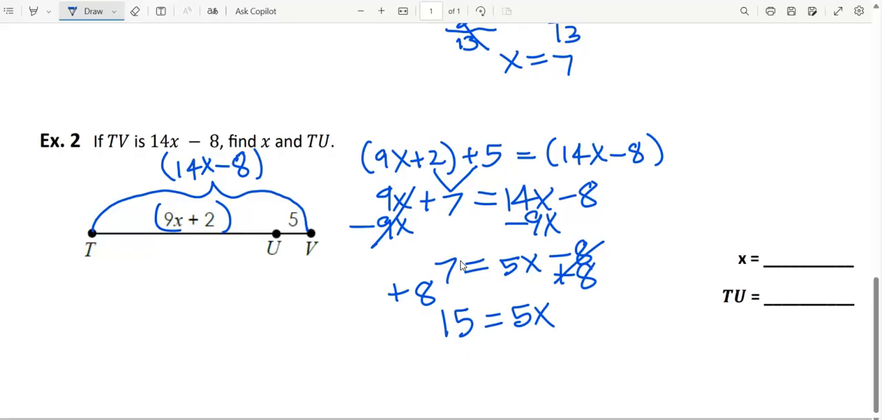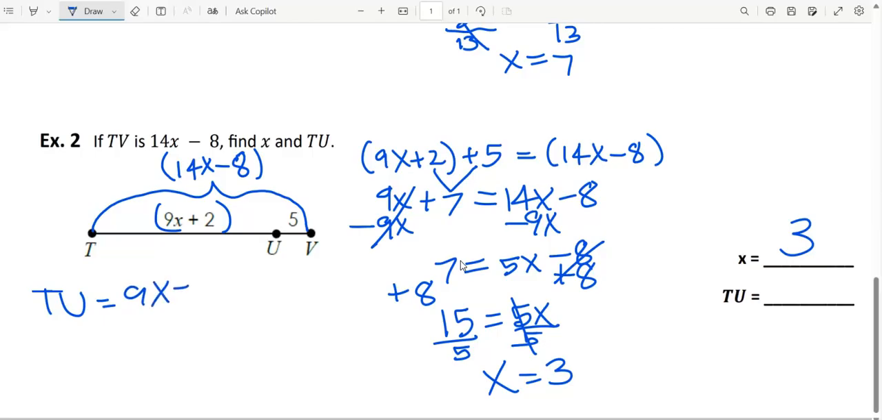Last step, to get rid of a 5 in front of x, we do divide. So x equals 15 divided by 5 is 3. Okay. Now, are we done? It looks like it, but we're not because it has another blank. It says, what is TU? So look on the picture. Y'all see between T and U is this expression? So TU is 9x plus 2.